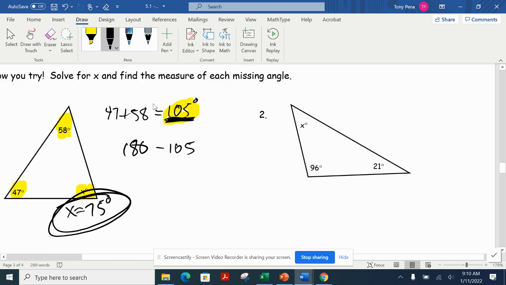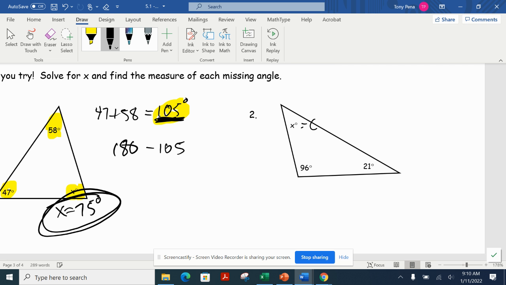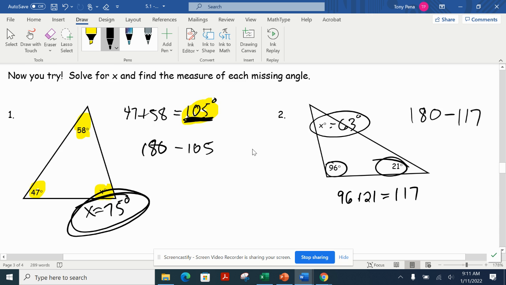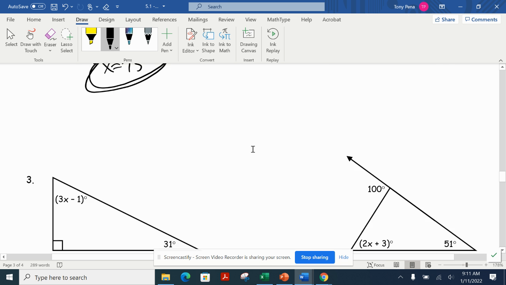All right, Ben, number 2. What'd you get, Ben? 63. And how'd you do that, Ben? 96 plus 21 is 117, and then 63 equals 180. Good. So he did it similar to what Lily did. He added these 2 up to get 117, and then he knew there was 180 total. So we just subtracted away the 2 that he knew, leaves you with 63 remaining for the last one. Okay. Those 2 should be nice. Those you can kind of do just mathematically. You don't have to worry about any algebra.